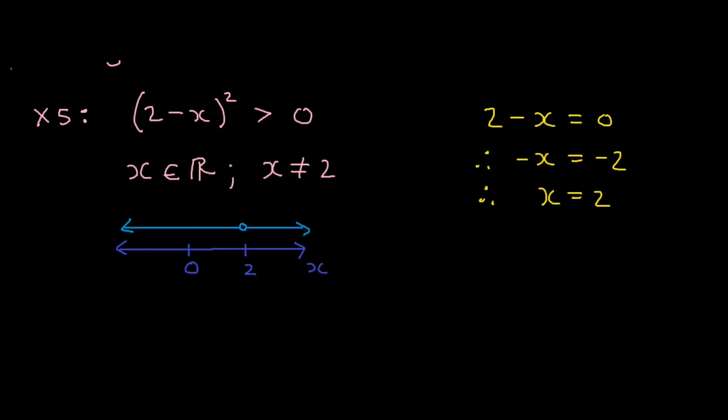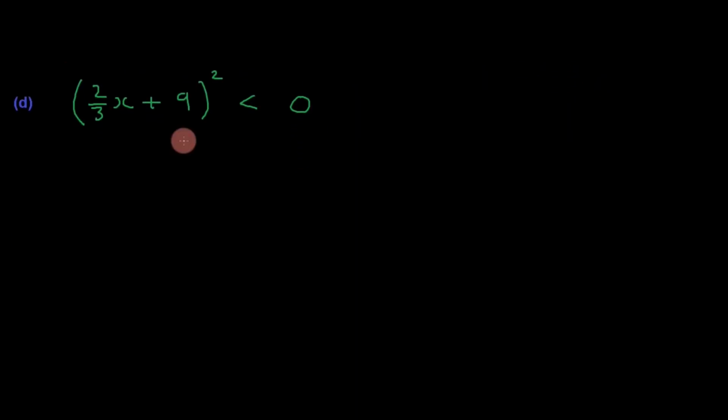Then looking at D, we have (2/3 x plus 9) all squared is less than 0. We know that no real number squared can ever be less than 0 or negative. So in this case, there is no solution to this inequality. So no solution. Let's look at the last inequality.